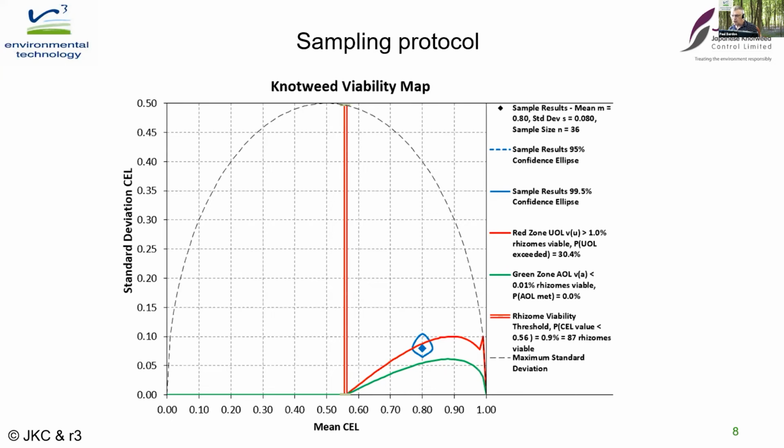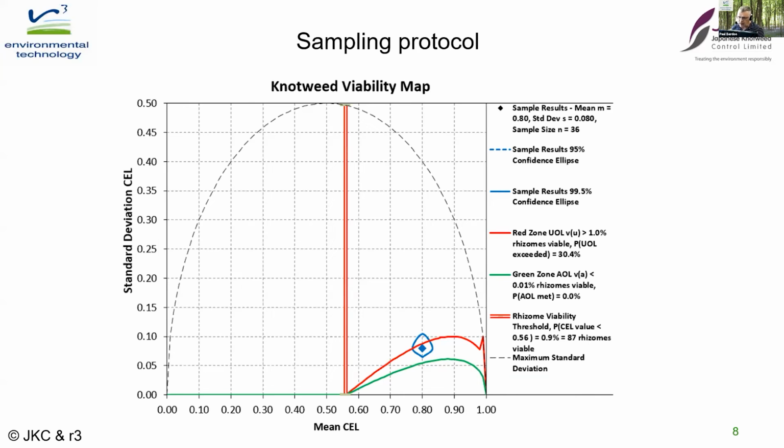And we have two areas here, a rather small area outlined in green. This small area is where the outcome is acceptable, that the number of viable rhizomes is below a very small threshold, and we can show that with a statistical probability.